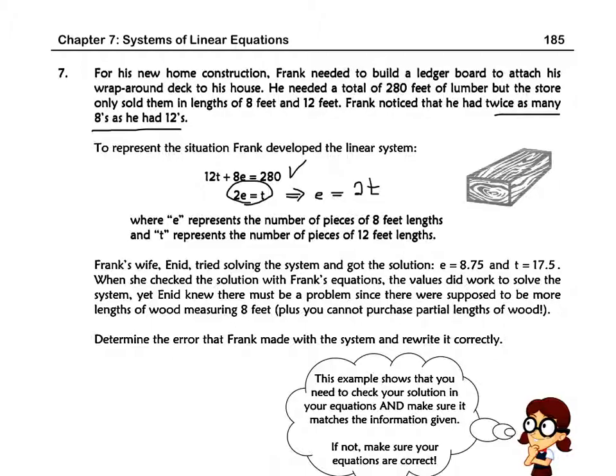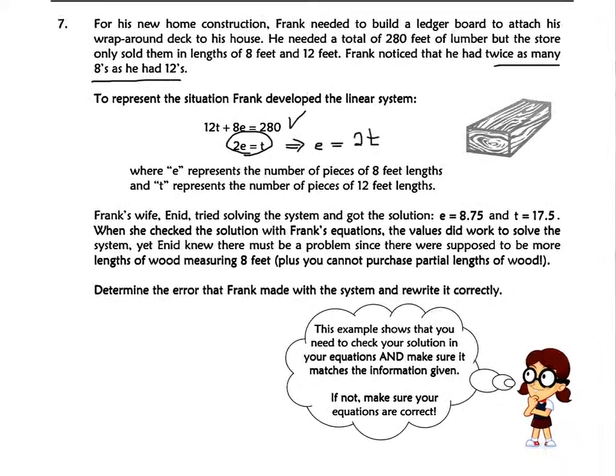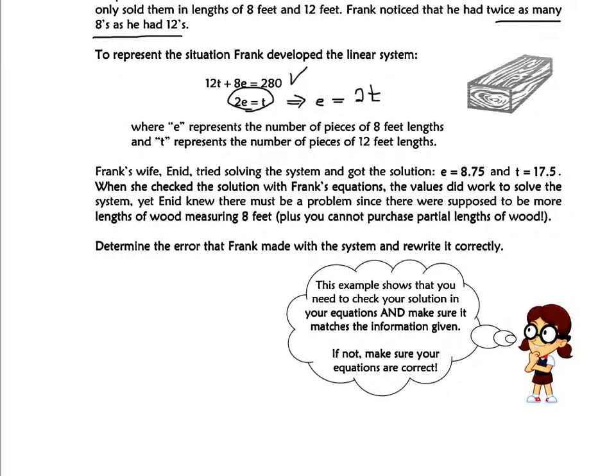So just be careful when you're doing stuff like that, because with equations, especially when you're doing things like twice as much and 3 times as much, make sure you're putting it with the right variable. So in this case, we're supposed to have more 8 foot lengths than 12 foot lengths. So the 8 should be twice as much as the 12 foot lengths, not the other way around.